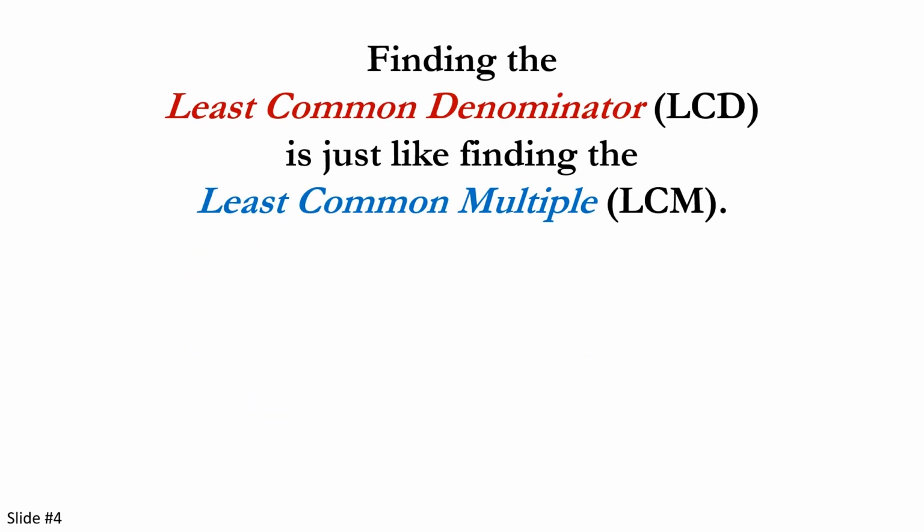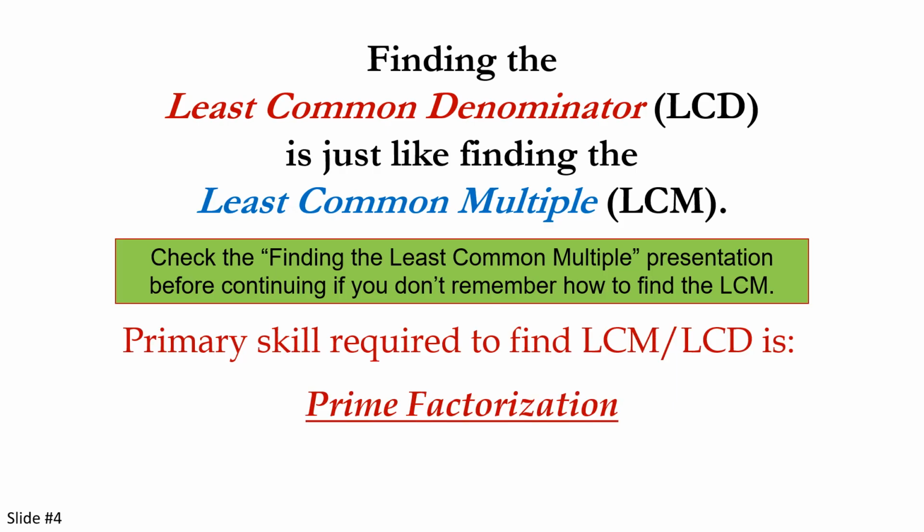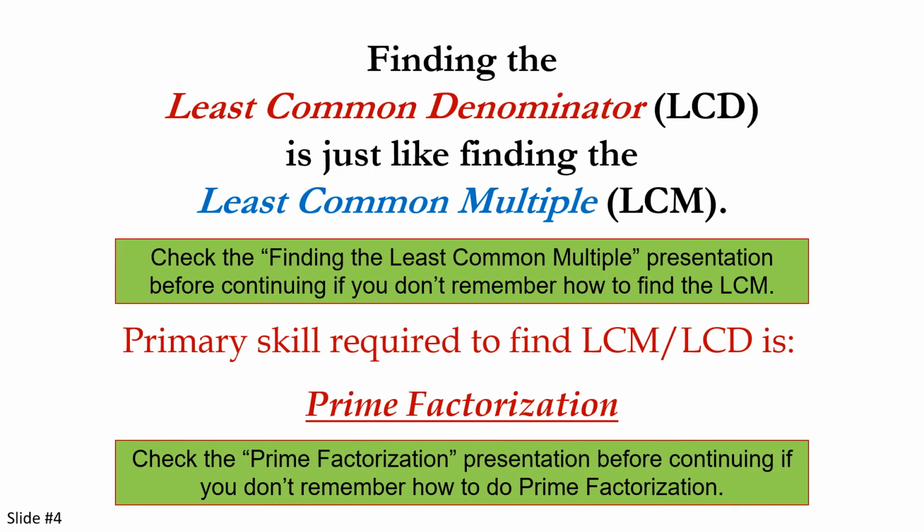Finding the least common denominator. This is for when the denominator is not the same. It's just like finding the least common multiple. And if you forgot how to find the least common multiple, you can check out the presentation called Finding the Least Common Multiple. The primary skill required in finding the least common multiple or least common denominator, LCM, LCD, is prime factorization. And if you've forgotten how to do prime factorization, you can check out the presentation on prime factorization.